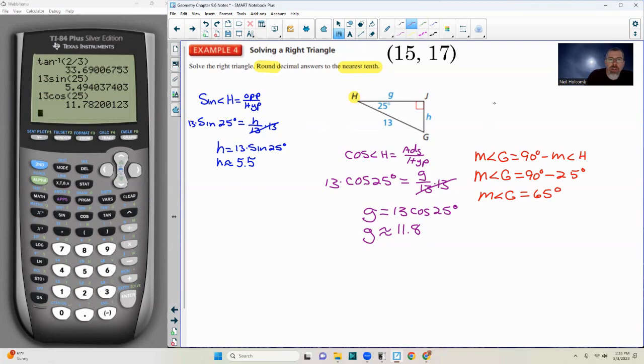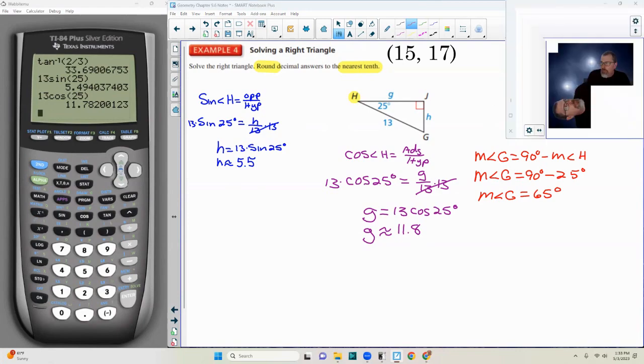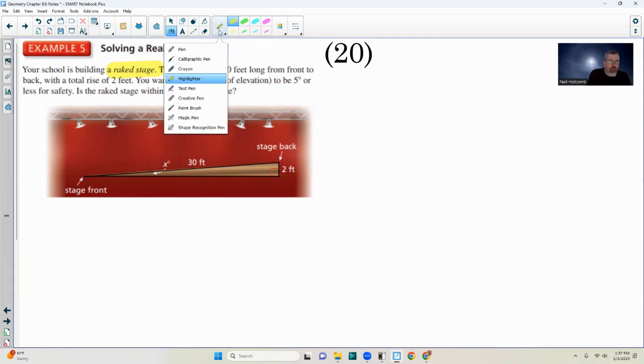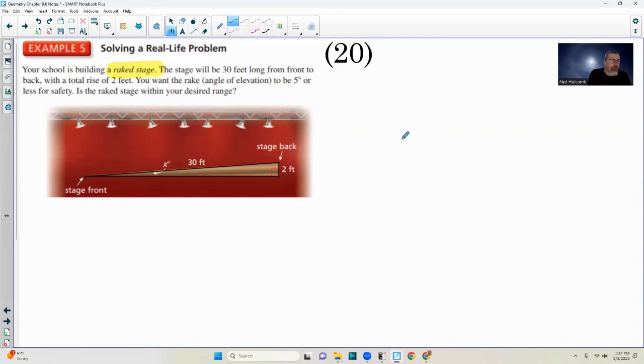Now take a look at exercises 15 and 17. Okay, so example 5 is a real life problem. It says your school is building a raked stage. For starters, raked stage means that the back of the stage is higher than the front of the stage, so it's sloped downward, and it gives the audience a better line of sight. They say that choreographic moves are more appreciated on a raked stage. So we're dealing with a stage that is sloped from back to front down.